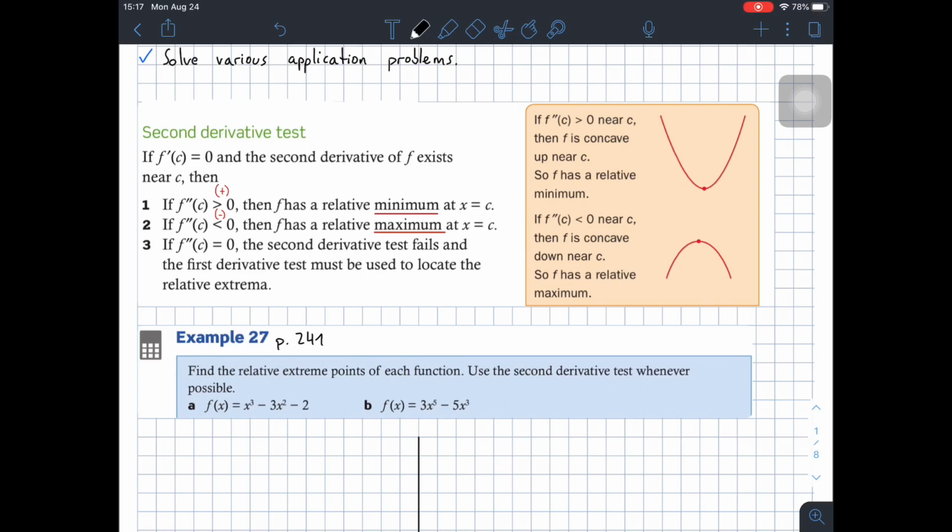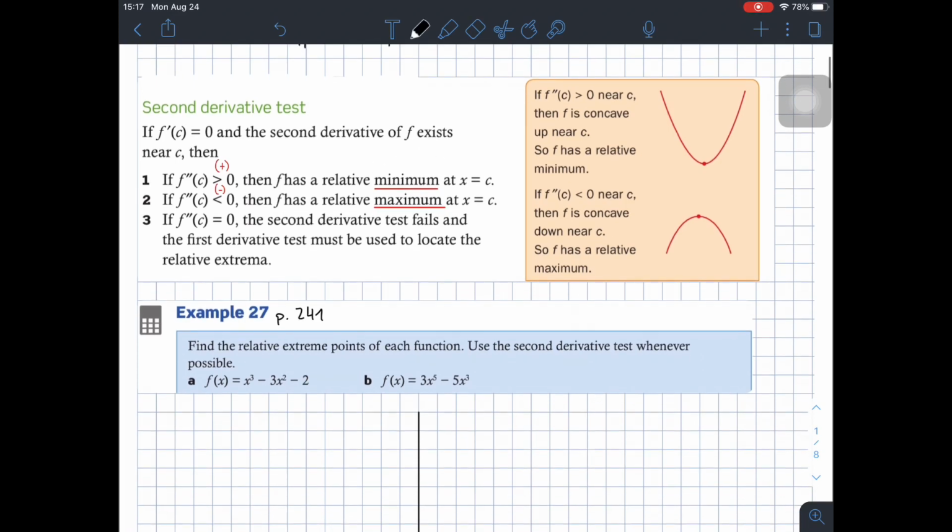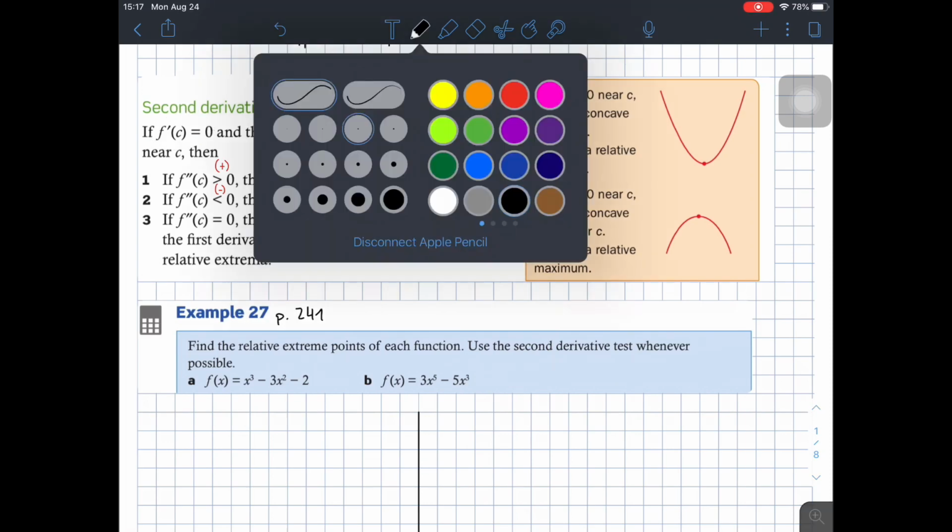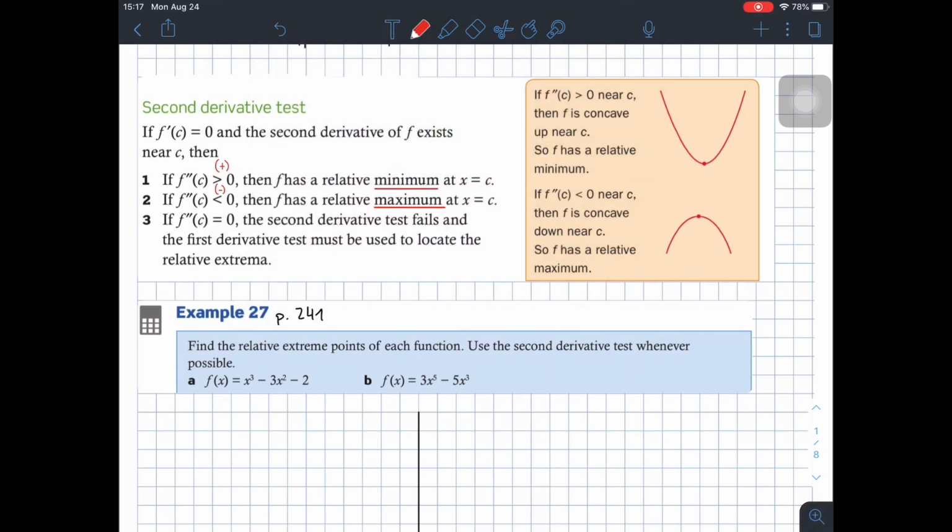covered, but it's another alternative to find a relative maximum and minimum point of a function. So it says second derivative test. If the first derivative of a function is equal to 0, remember this is the condition in order to find relative minimum or maximum points, right? Then it says, and the second derivative of f exists near that value, then, and this is the rule, if the second derivative is a positive value, it's greater than 0, then the function has a relative minimum at that point at x equals c.